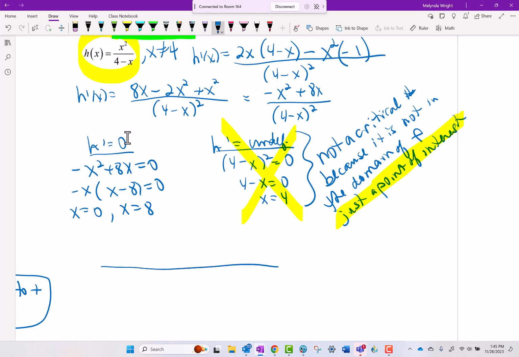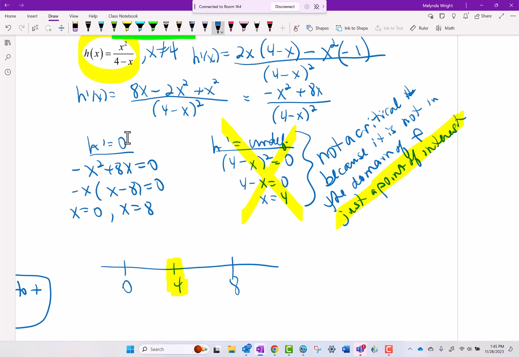Okay, so here we go. Here are our numbers. We've got a 0, a 4, and an 8. I'm actually going to highlight this, knowing even if there's a sign change around 4, it is not eligible to be a relative max or min. That's not eligible. So I'm going to make myself a note. It's a point of interest. It's just not possible to be a relative max or min.